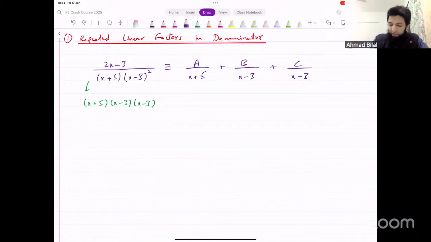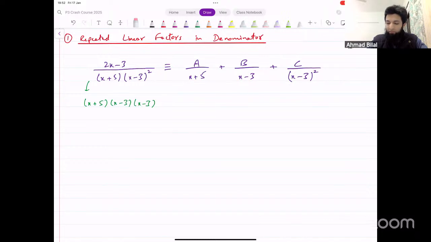You actually have the form like this, that you have x plus 5 as it is. That's only one factor, so we have one fraction for that. x minus 3 is repeated. For that, we write b over x minus 3, but then we write c over x minus 3 whole squared. This is the form that we have in the case when we have repeated linear factors in the denominator. So the factor that is repeated, we first write that as power 1, and then we write that as power 2 like this.